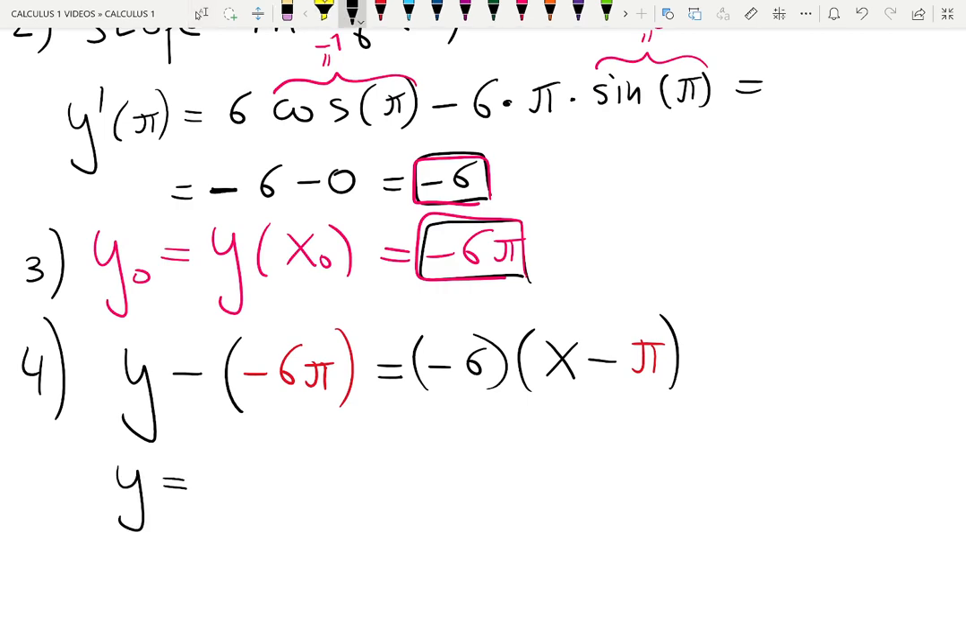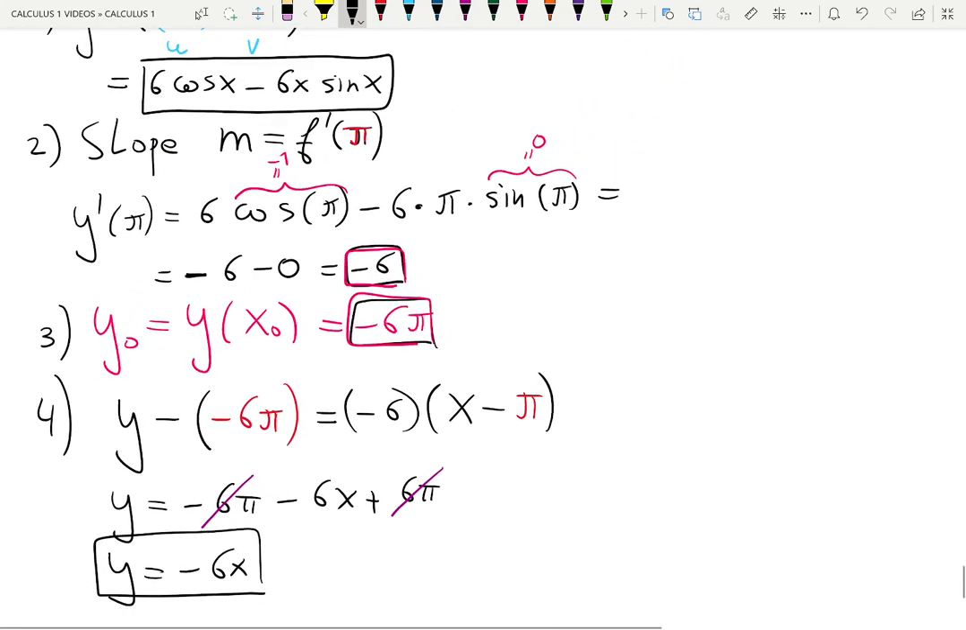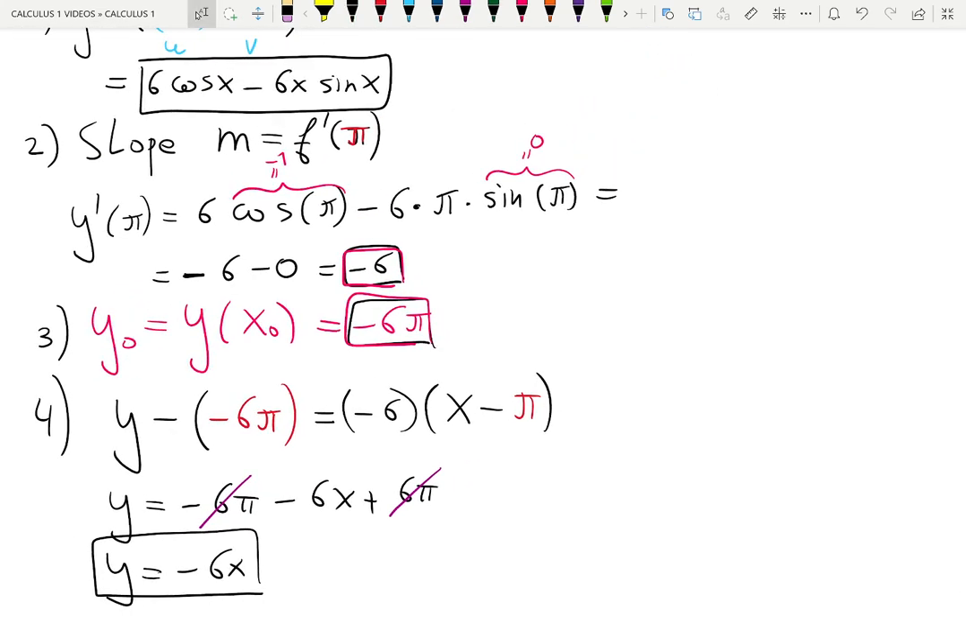Now we need to simplify. It's going to be y equals minus 6 pi minus 6x plus 6 pi. Interesting. So it seems like the answer will be beautiful. Minus 6 pi and plus 6 pi gives you 0. So the answer is just y equals minus 6x. So simple. This is the equation of the tangent line for the given curve at the given point.